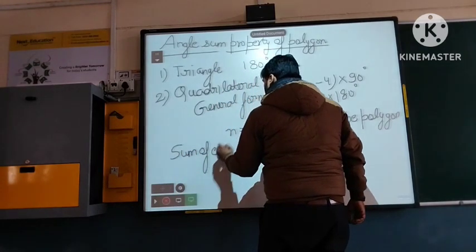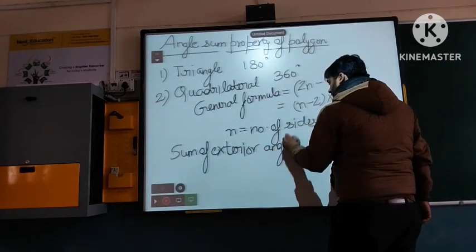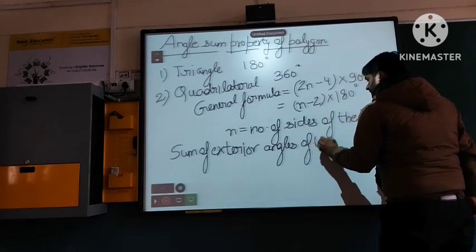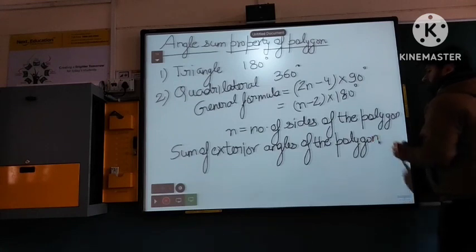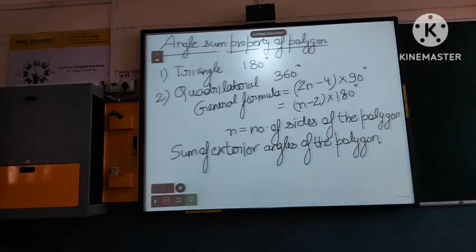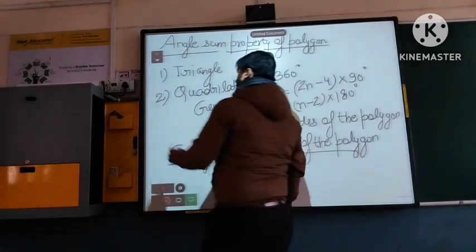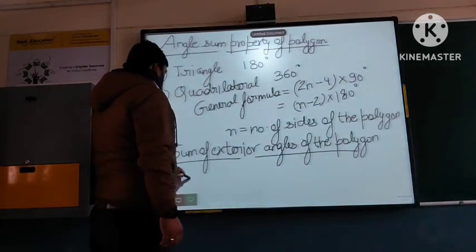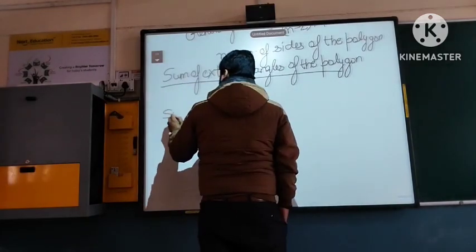Sum of exterior angles of a convex polygon. How much is it? It is 360 degrees. So this is general for all the convex polygons we can see. Now convex polygon, concave polygon, simple curve, all these things you have done also. If you were in the class, you have discussed all these things.